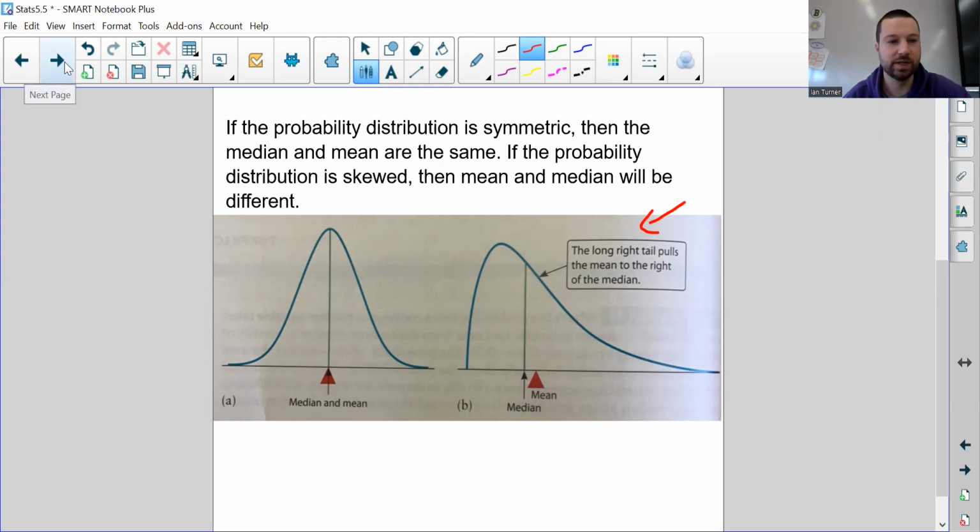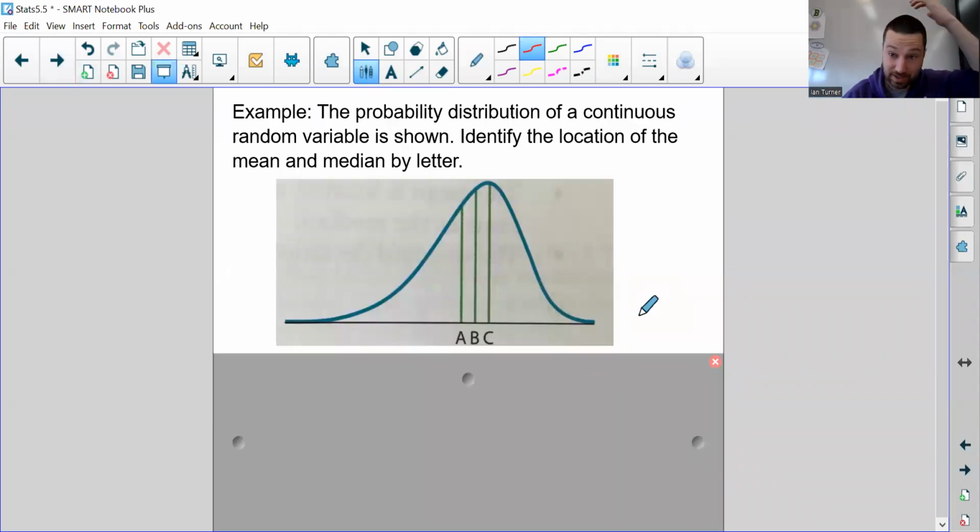Awesome. Okay, let's keep it rolling. Feel like we still got a lot to talk about. The probability distribution of a continuous random variable is shown. Identify the location of the mean and median by letter.